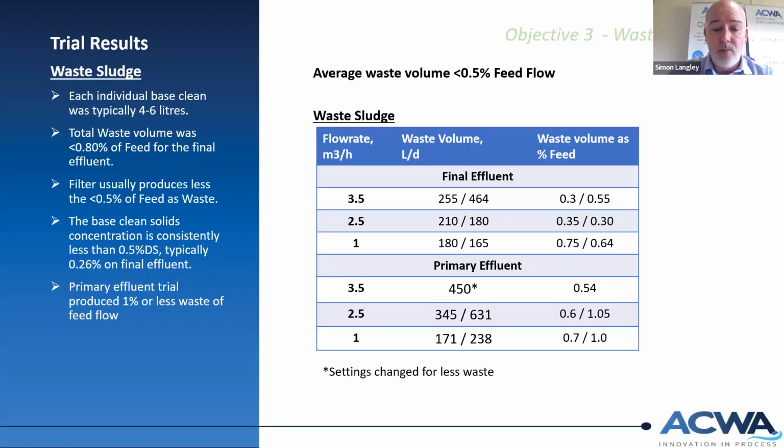Looking at the waste volumes, again, on both final and primary effluent at the three flows, in most cases the waste was less than 0.5% of the feed flow, which is really low. That's over 10 times lower than water-based systems. On primary, it increased slightly, which you'd expect because the amount of solids you're placing onto the machine is quite high, so it will clean more frequently. But because it's air-cleaned, it still produces very low waste volumes. The volumes from each clean were typically 4 to 6 litres.